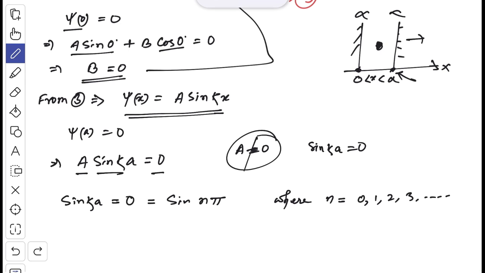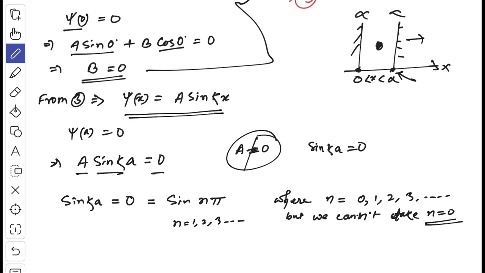But here, we cannot take n equal to 0. So in this case we will consider n equal to 1, 2, 3 and so on. Why we cannot choose n equal to 0, I will explain later. Just remember that we cannot take n equal to 0.